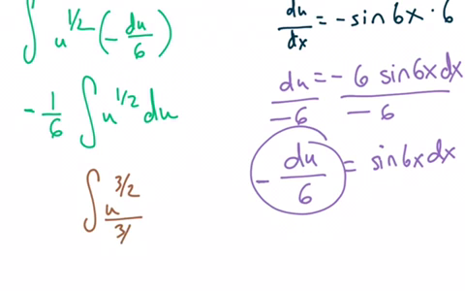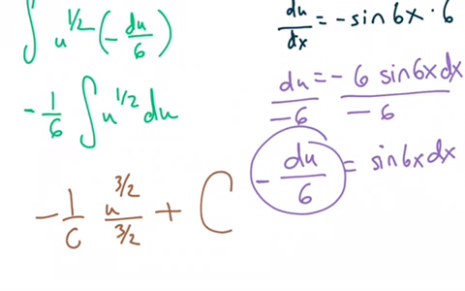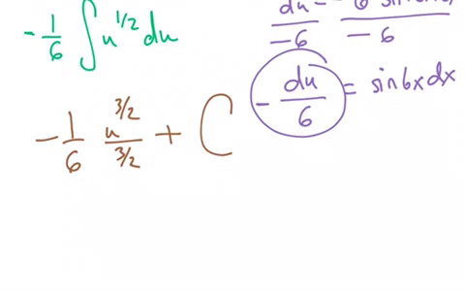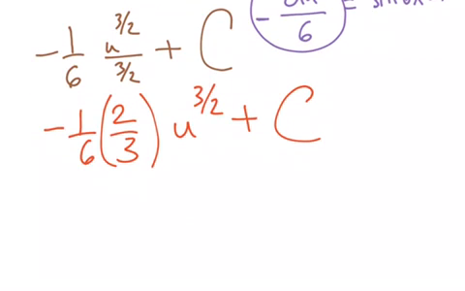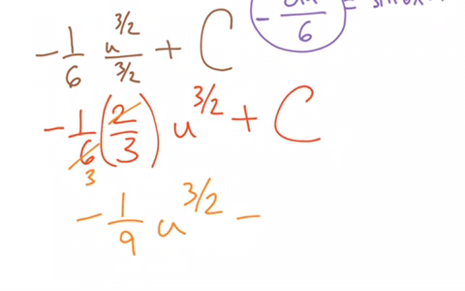u to the 3/2 over 3/2. Look at me writing the integration symbol. Plus c, and I have a negative 1/6 here. So now what I'm going to do, I'm going to rewrite 3 over 2 as 2/3 u to the 3 over 2 plus c. And if I clean that up, those two cancel and gives me 3, so I have negative 1/9 u to the 3 over 2 plus c.